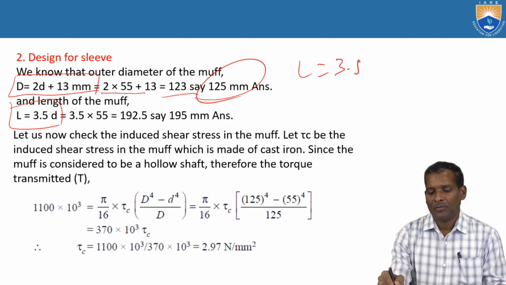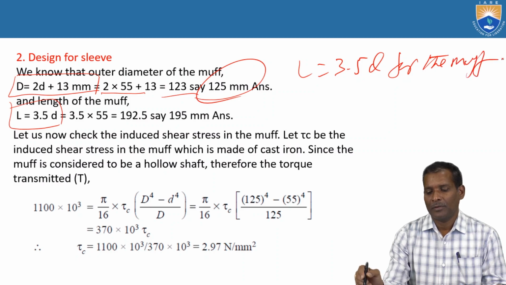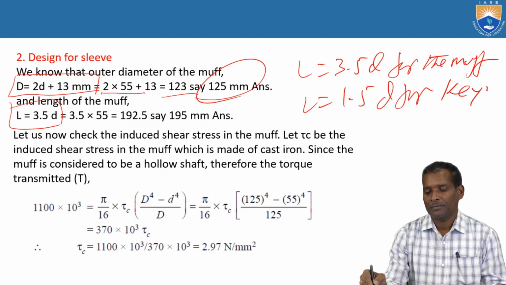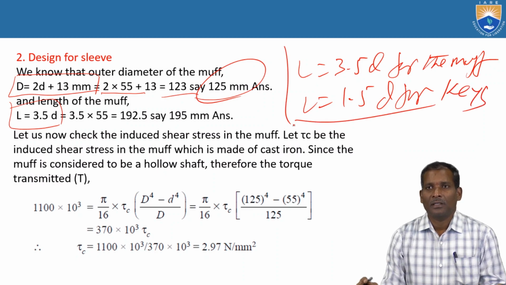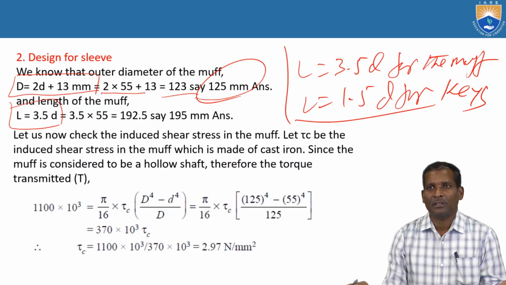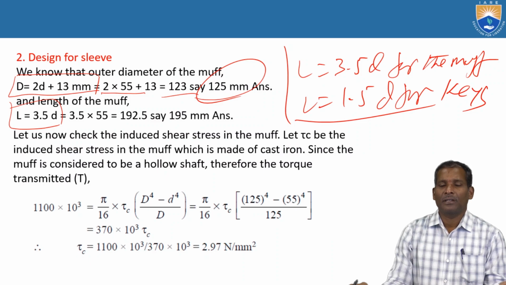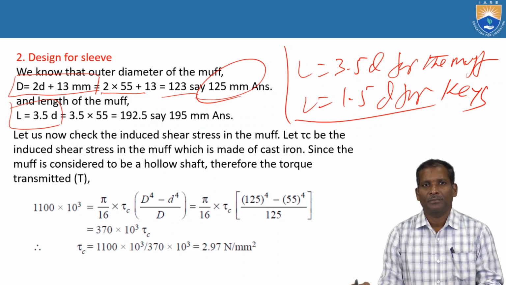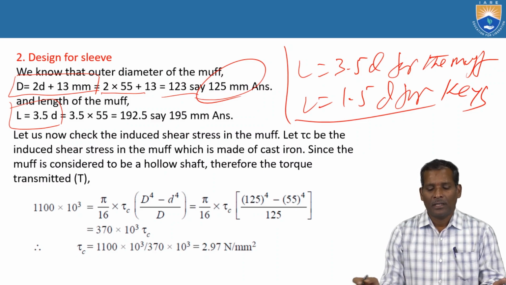L for the muff, for the given muff, is 3.5 D. In the case of keys, L is equal to 1.5 times D for keys. These are the standard empirical relations between the length of the muff and the diameter of the shaft, and the length of the key and the diameter of the shaft. Now here the length obtained is 195 mm.